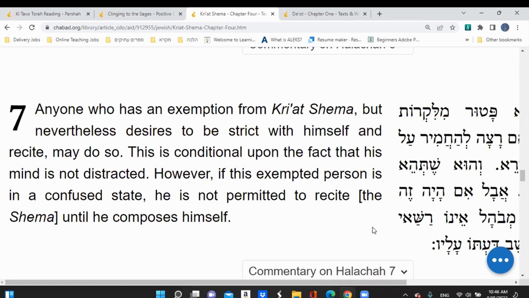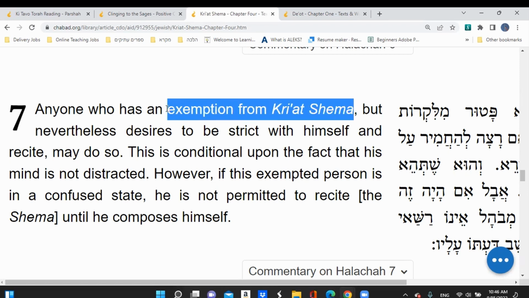However, if this exempted person is in a confused state, he is not permitted to recite the Shema until he composes himself. Okay, so Hazal, the sages of the Mishnah and the Talmud, just gave us some of the common examples of when a person might be so distracted, not able to focus, that they're exempt from Shema, that they do not have to recite Shema as long as they are distracted and confused, right?